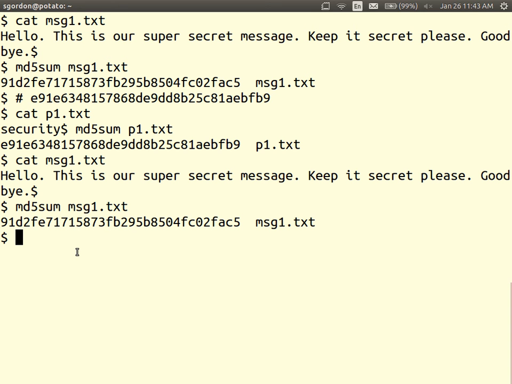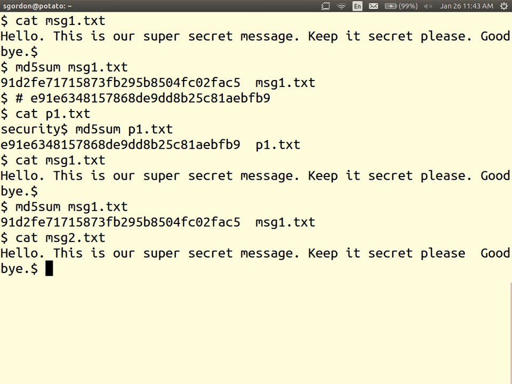And similar to that, if you have two different messages, we said we produce random outputs. Is message one and message two the same? Message one and message two. Same or different?